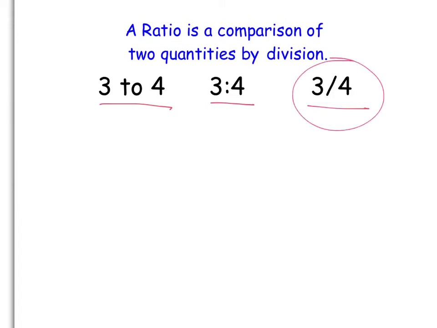Notice this one looks like a fraction. It could also be written like that. We don't call it 3/4, we call it 3 to 4 when it is a ratio because it's comparing two different groups. This bottom or the second number doesn't necessarily mean what it's out of. It's just saying one group has 3, one group has 4, comparing those things.